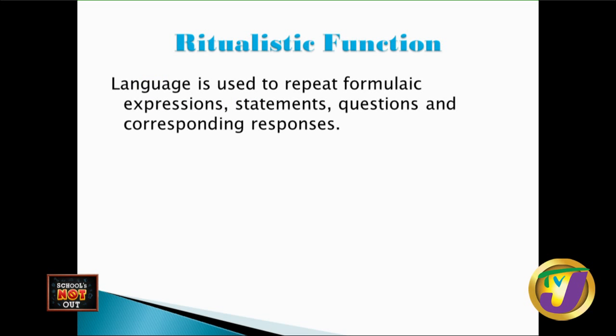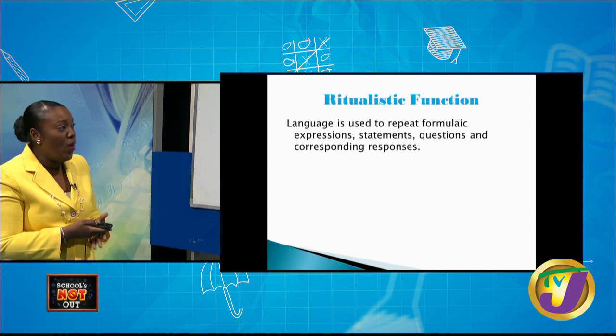Another function is the ritualistic function. Language here is used to repeat formulaic expressions, statements, questions, and corresponding responses. So we are thinking about a function here where it tends to be ceremonies. So what is said here doesn't change, and there are particular situations or circumstances where you will hear this type of language used in a ritualistic way.